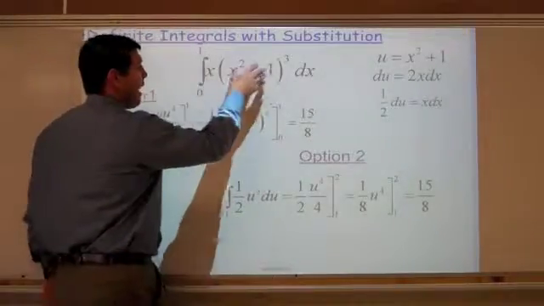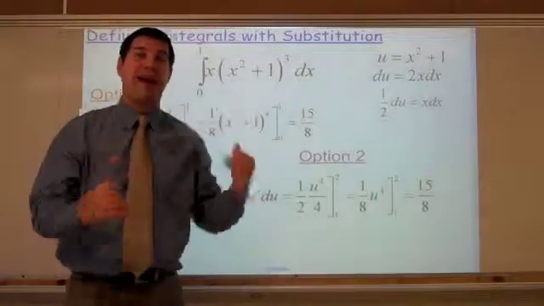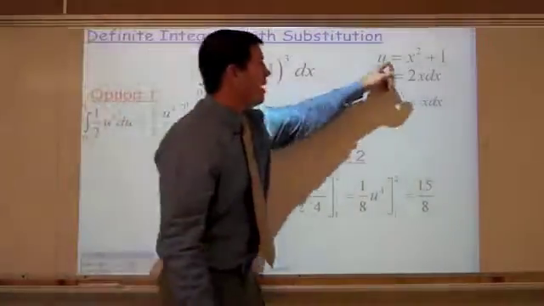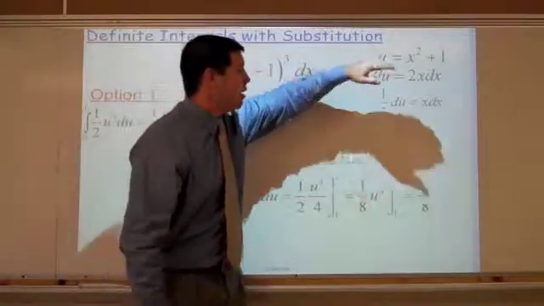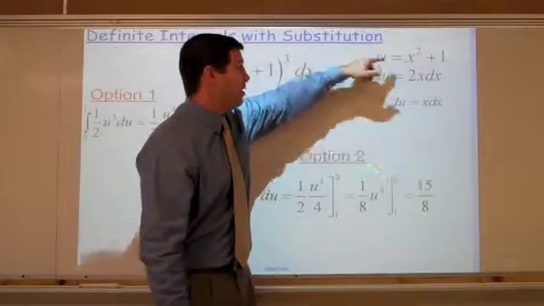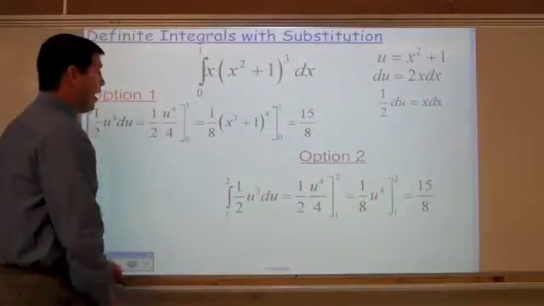You have an x and you have something cubed. So u is going to be that inside function, whatever's being raised to the power. So u is going to equal x squared plus 1. Again, forget about this. Derive this with respect to x. du equals 2x dx. Then you do your substitution.